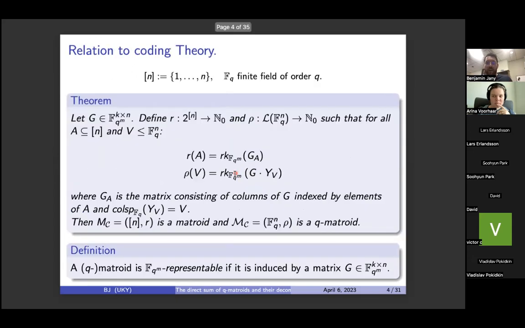Okay, so how do we get those q-matroids? What is a large class of q-matroids that we can define? Well, we can define q-matroids via a matrix.